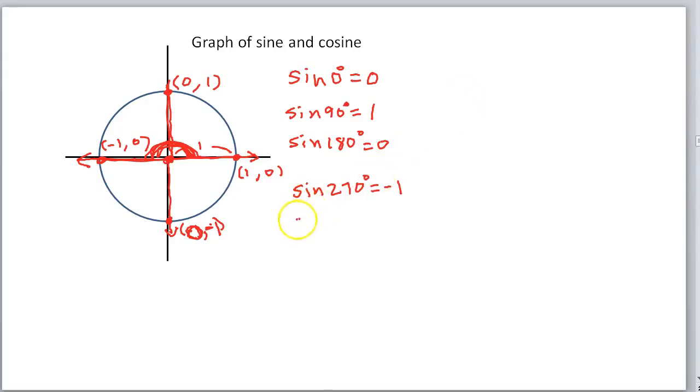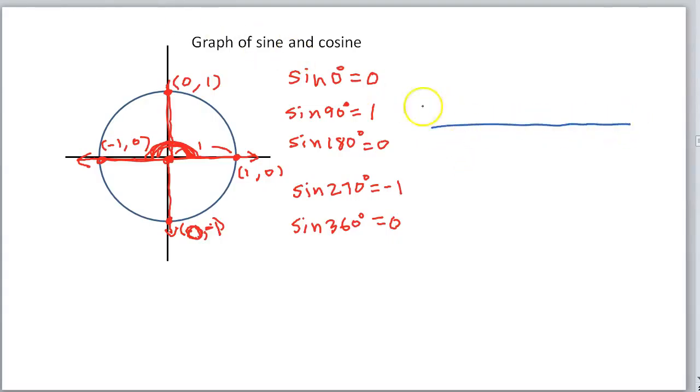Okay, and then how about sine of 360 degrees? 360 degrees is a full circle, so you come back to the original line, so you're back to 1, 0, and if you read the value of sine, you get the 0 back again. Okay, using these values, you can create the graph of the sine. So let's try to draw the graph of the sine curve.